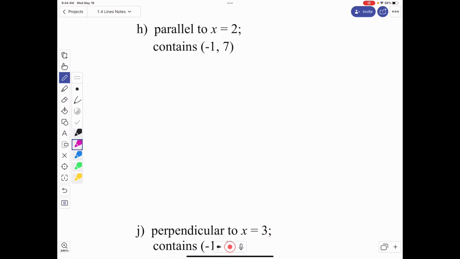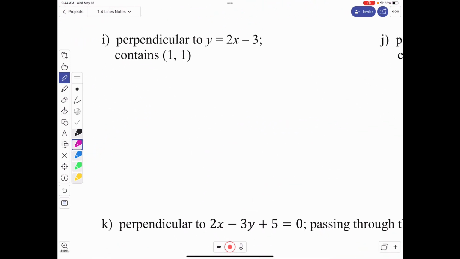All right, so if it's parallel to x equals 2, then this means it is a vertical line. And if it's parallel, we want it to have the same slope. So we need another x equals, well, x is negative 1. And if I move 1 to the other side, then it becomes positive.